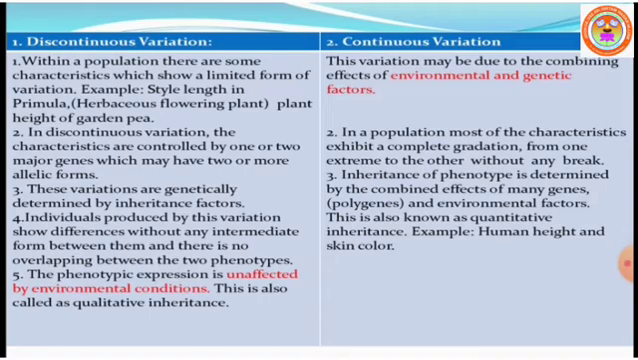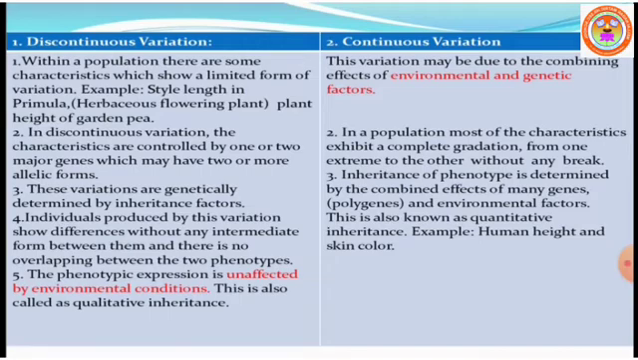These variations are genetically determined by inheritance of factors called genes. Individuals produced by this variation show differences without any intermediate form between them. So two organisms which belong to the same species show differences. For example, tall and dwarf in stem height in Pisum sativum plant do not show any intermediate, namely medium size. There is no overlapping of the two phenotypes.